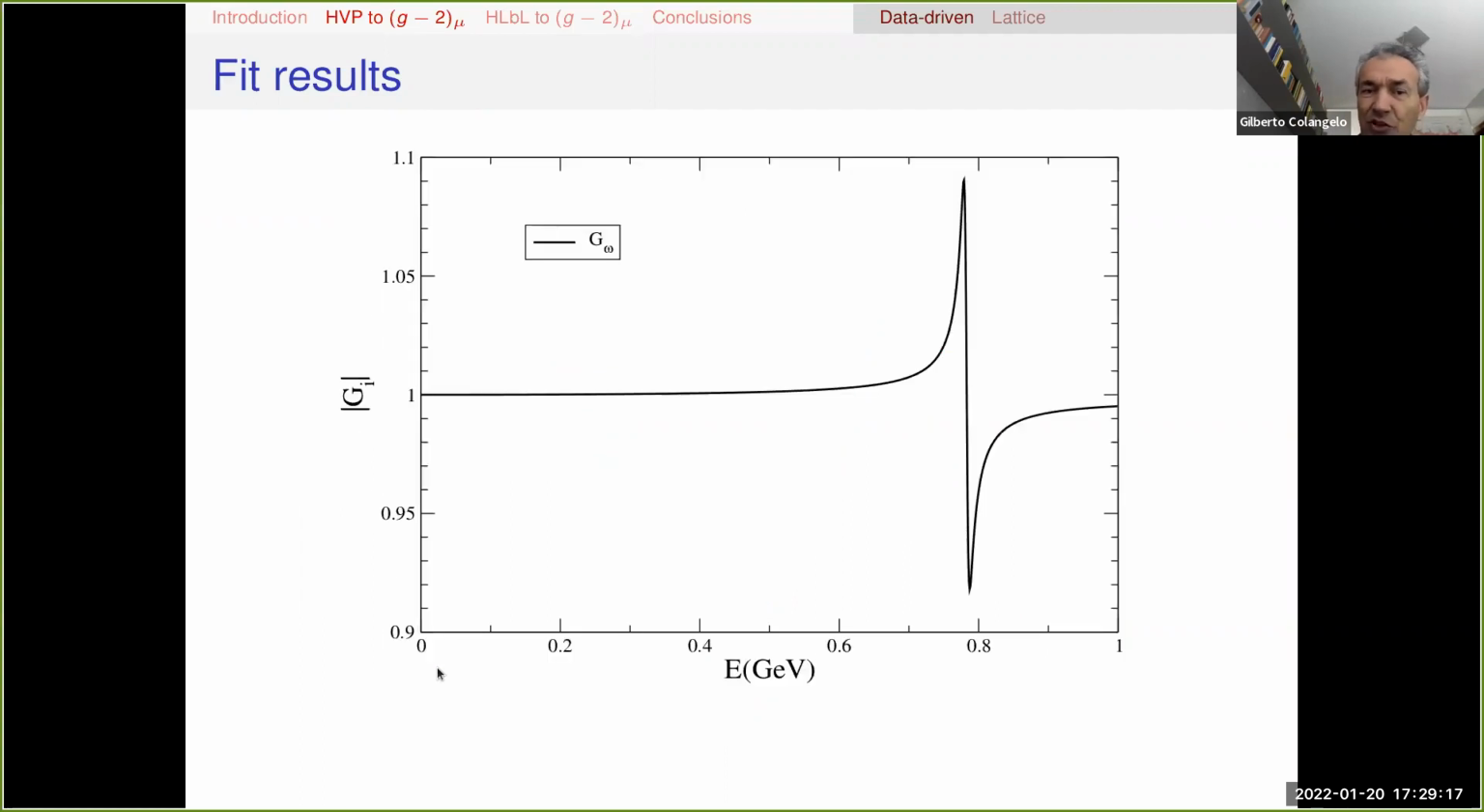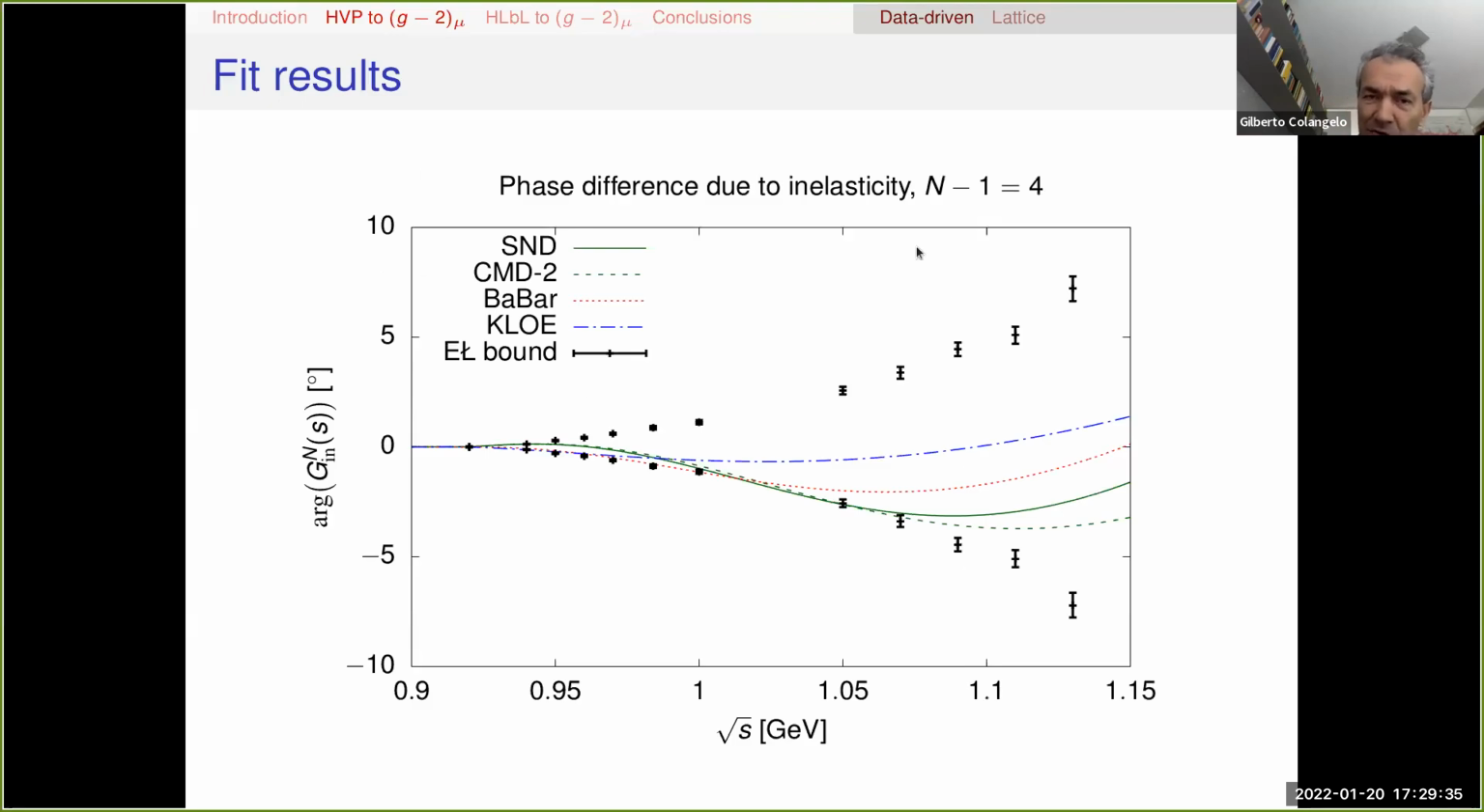And this plot shows you the contribution of the rho-omega mixing. So it's a function which is essentially one everywhere. It becomes relatively large, a 10% correction, but only in a very narrow region, the one exactly around the omega mass. And this is the phase, the inelastic phase, and you see that these points are the data for this Eidelman-Lukashuk bound, so the phase is allowed to be only within these two branches, the positive and the negative one of this data.